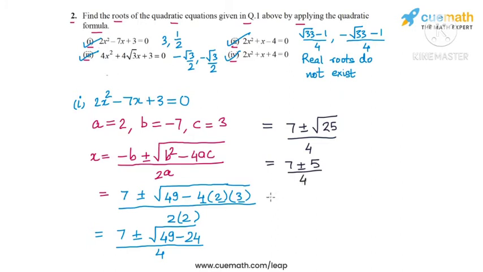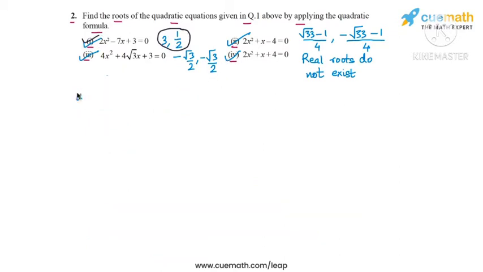So now if we select the plus sign, we will get 7 plus 5 by 4, and if we select the minus sign, we will get 7 minus 5 by 4. So 7 plus 5 by 4 is equal to 12 by 4 or 3. 7 minus 5 by 4 is equal to 2 by 4 or half. And this matches with what we found by the method of completing the square. So we have solved equation 1 using the quadratic formula. Now let's go to equation 2.